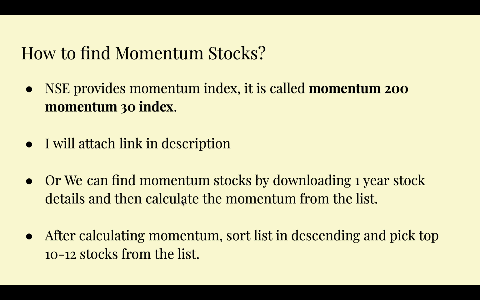How you can calculate the momentum is: day 1 closing price minus day 2 closing price divided by day 1 close price. Okay, I mean day 2 minus day 1 divided by day 1. So you will get the percent. This is the only formula you can use to calculate the momentum.